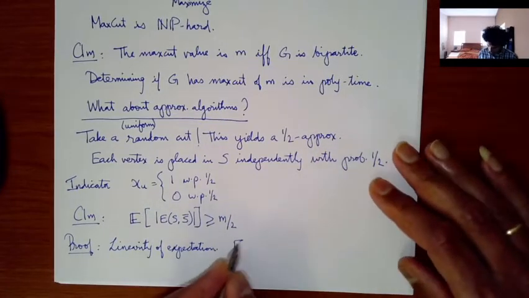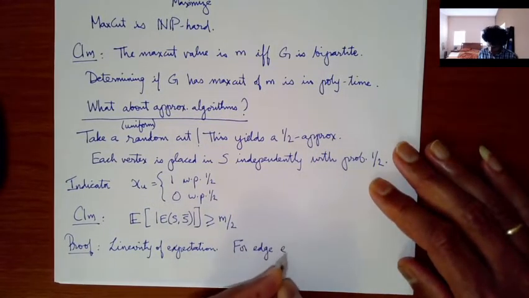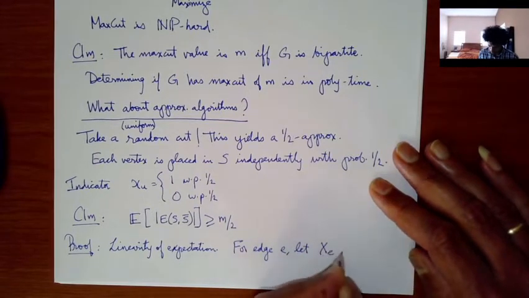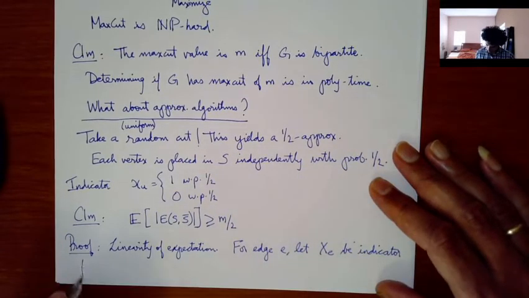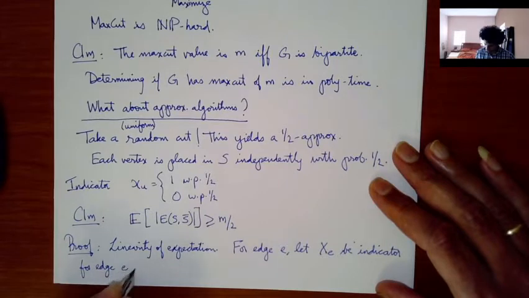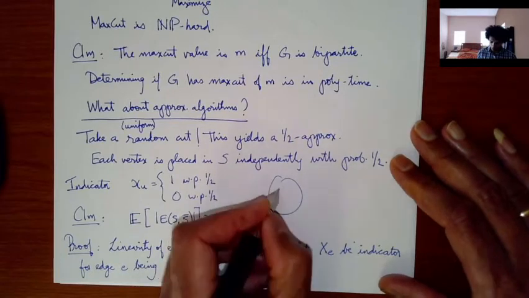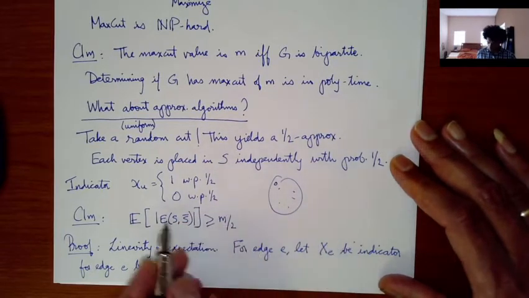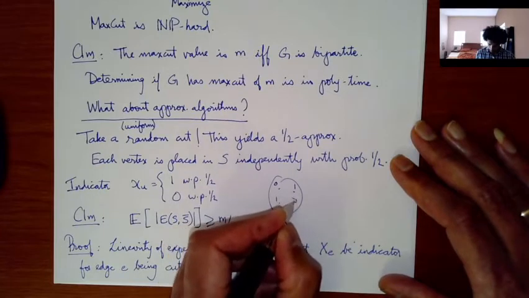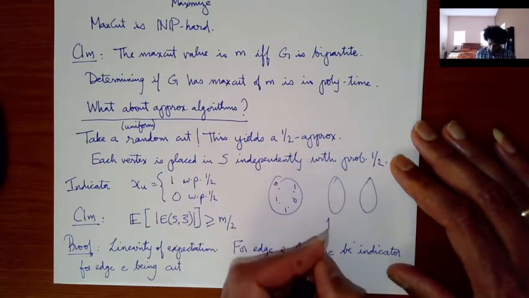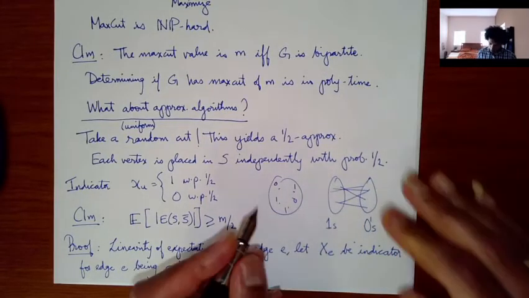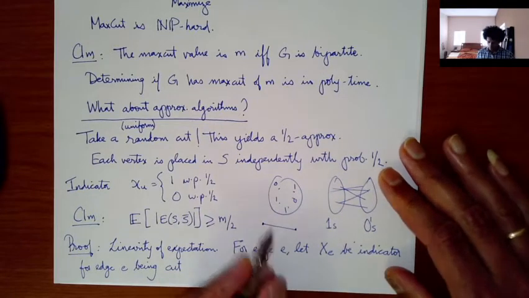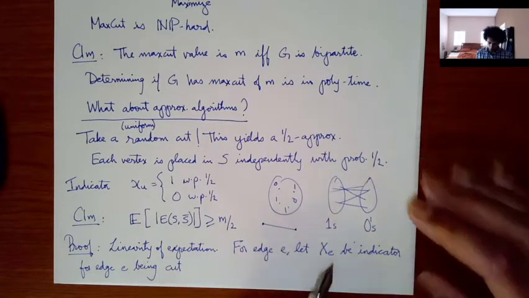Okay, so for edge e, let X_e be the indicator for the edge e being cut. So here's our graph. We set some of these to be 0, some of these to be 1. Then we put all the 1s on one side and all the 0s on the other side, and we look at how many edges are cut. Now let's look at a specific edge. We can create an indicator random variable for the edge e being cut.